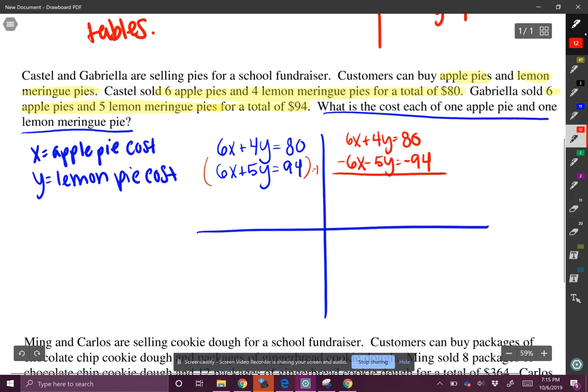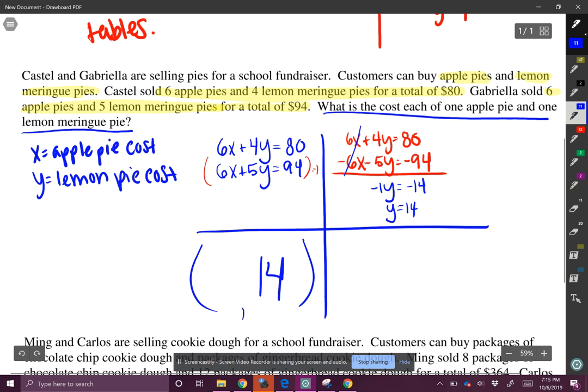Move this line down a little more. There we go. All right, so from here, I've got 6x minus 6x, and I know those are going to cancel with each other. 4y plus -5y gives us -1y, and 80 minus 94 gives us -14. When we divide by -1, we get y equals 14. So again, we'll think about what that means here in just a second, but I'm just going to write that as a solution, as a coordinate point in my answer box.